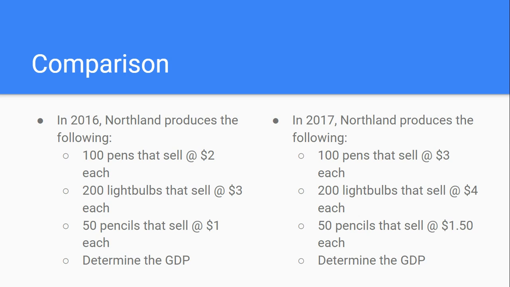In 2017, 3 times 100 would be 300. 4 times 200 would be 800. And 1.50 times 50 would be 75. So you should get a GDP of 1,175 for 2017.